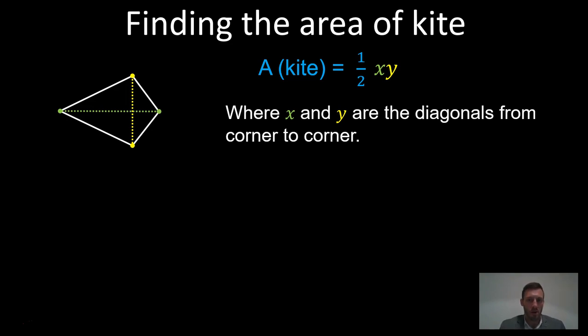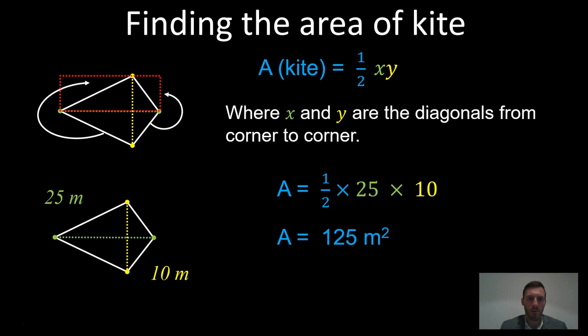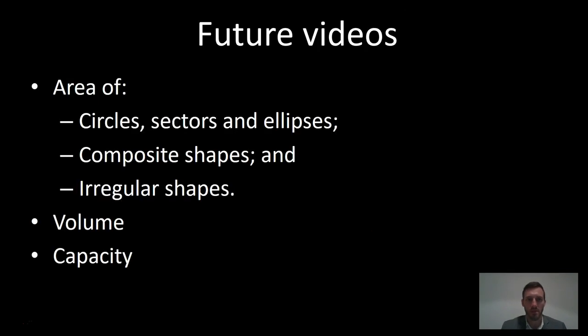Again, using only what we know about rectangles and triangles, we'd be able to cut this kite up and reform it as a rectangle. And that's where the formula for the area of a kite comes from. Now we have an example where the diagonals of the kite are 25 meters and 10 meters respectively. We place them into our formula and we evaluate, and we find the area of the kite is 125 meters squared. And that's it for this video.